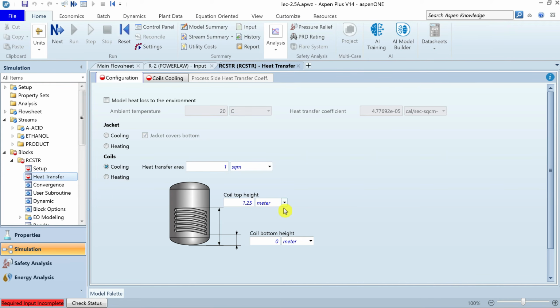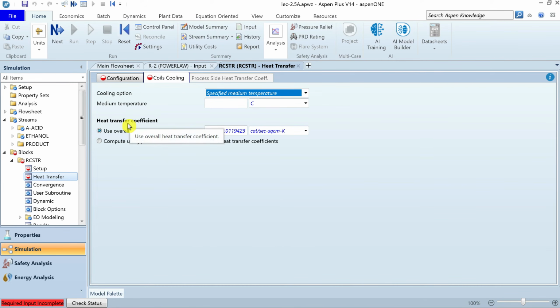You can define the relevant geometrical details of the jacket as well as the coils. Besides, there is an option to determine the heat loss between the environment and the vessel. For that purpose, you can define the ambient temperature as well as the overall heat transfer coefficient. In the jacket and coils tab, you can define the details by which the heat transfer coefficient will be calculated.